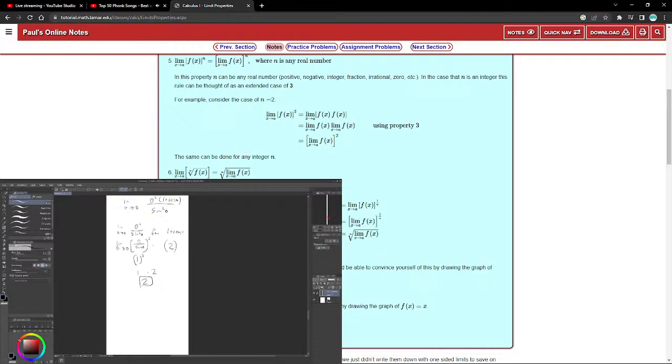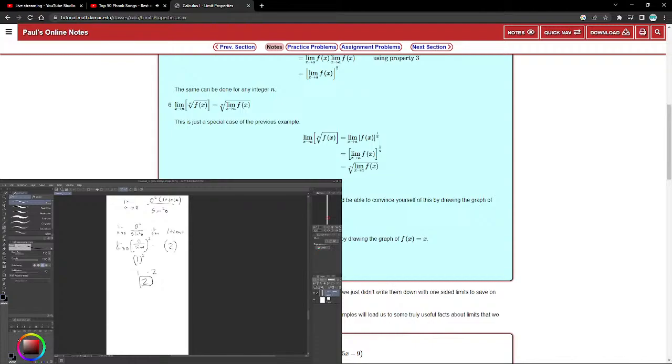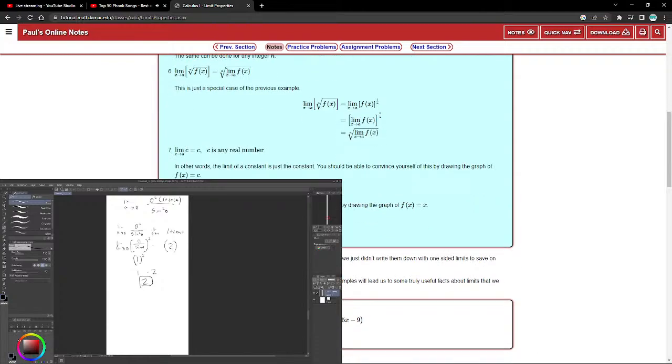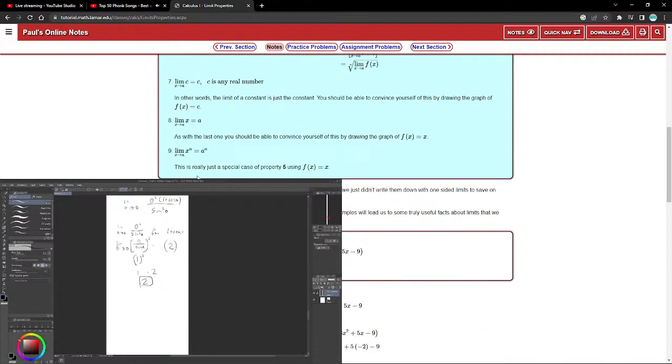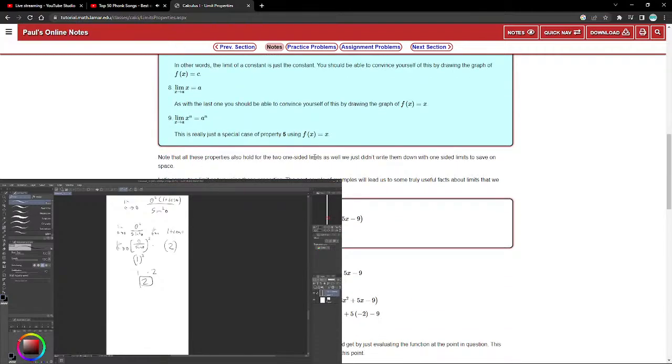Okay. The limit of a constant is always the constant. And the limit of x as x approaches a is always a. And the last one is a special case of property 5. Note that all of these properties also hold for the two one-sided limits as well; we just didn't write them down with one-sided limits to save on space.